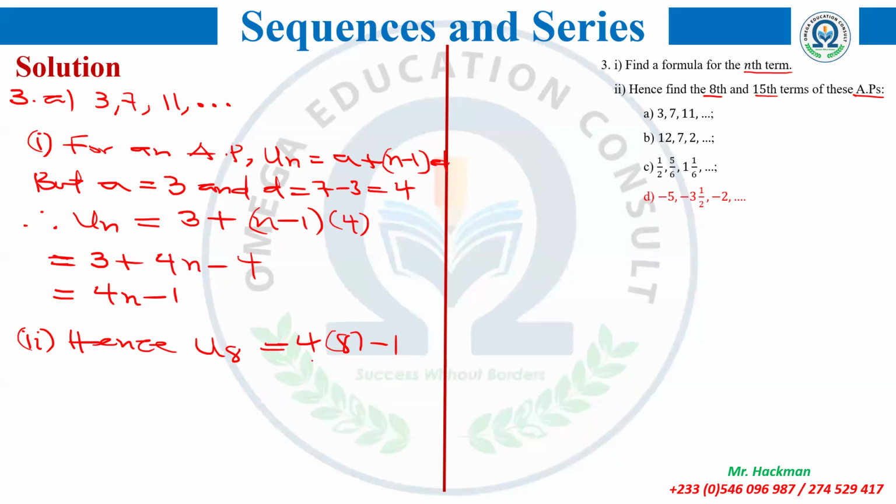So what do we do? That will give us what? Okay, so I've already done my conclusion that there is sense here. So I'll come and write equal to, then I'll get 4 times 8, which is what?